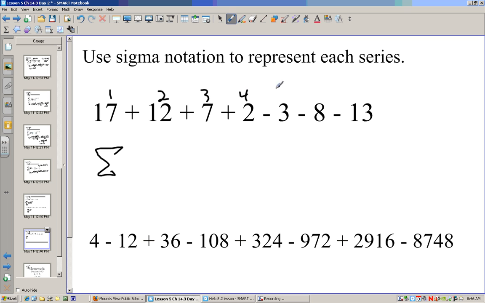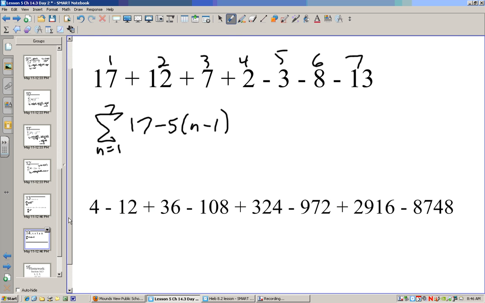We can count up to 7. So this is n equals 1 to n equals 7. This is arithmetic because we're going down 5 each time. So it would be 17, not plus, but minus 5 times n minus 1. And that would work.